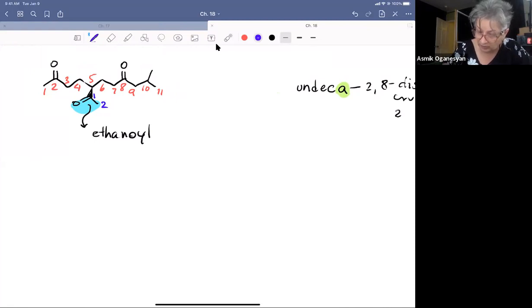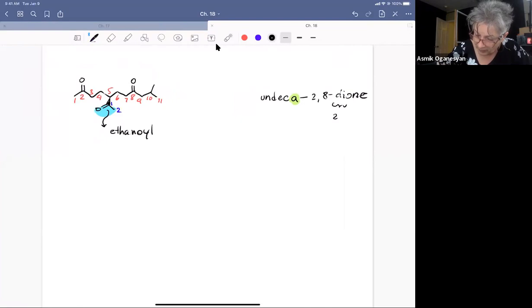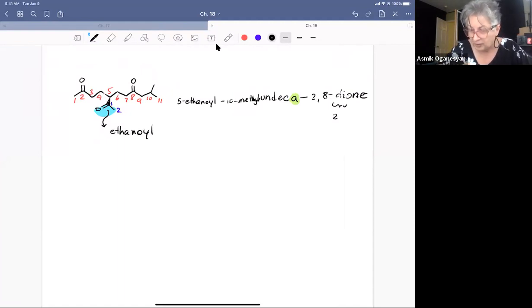And the compound will be named 5-ethanoyl, and then 10-methyl, undecane-2,8-dione. Of course, I need to give the absolute configuration of that carbon. And let's see what we have there. 1, 2, 3, 1, 2, 3. So we're going to have an S, and we can put it right in front of ethanoyl because we don't have any other substituents with the absolute configuration, with chiral centers.